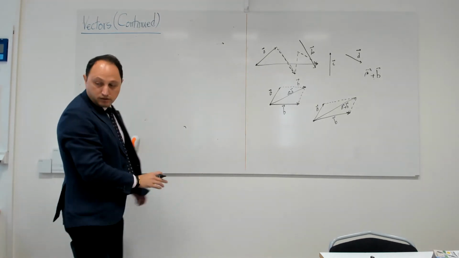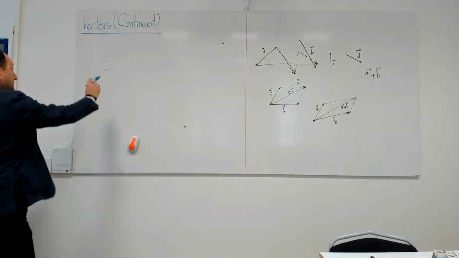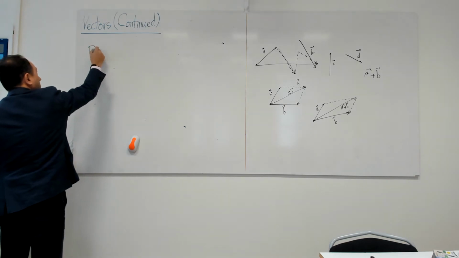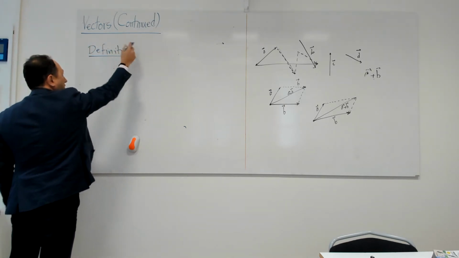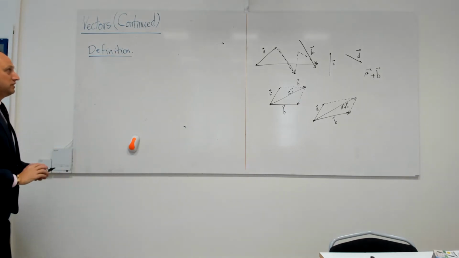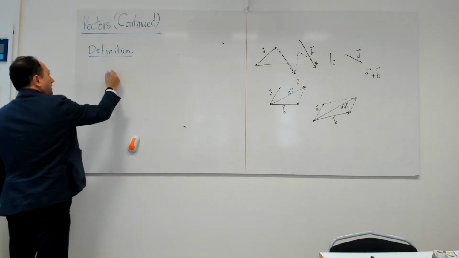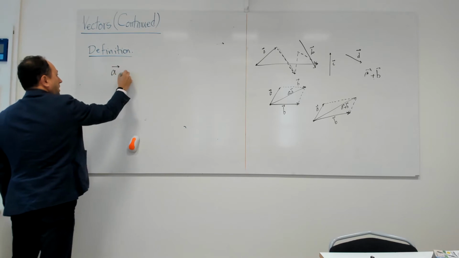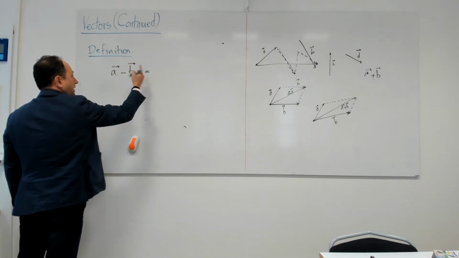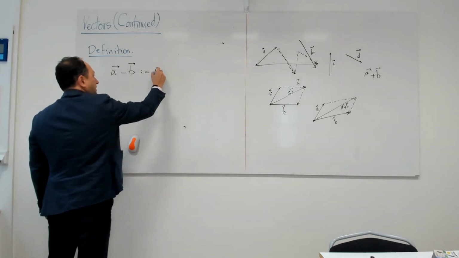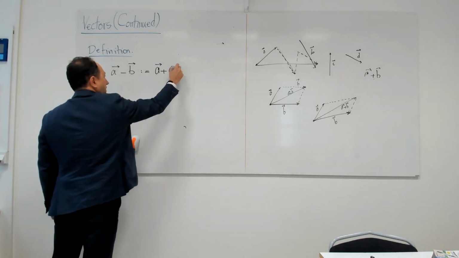So let me write here the definition. I want to keep it short. Let A and B be vectors, okay? And then I define A minus B, with a semicolon and equals sign, meaning equal to by definition, A plus minus B.